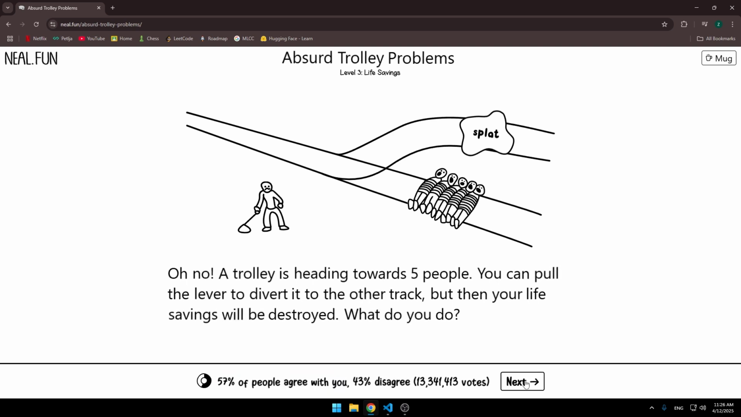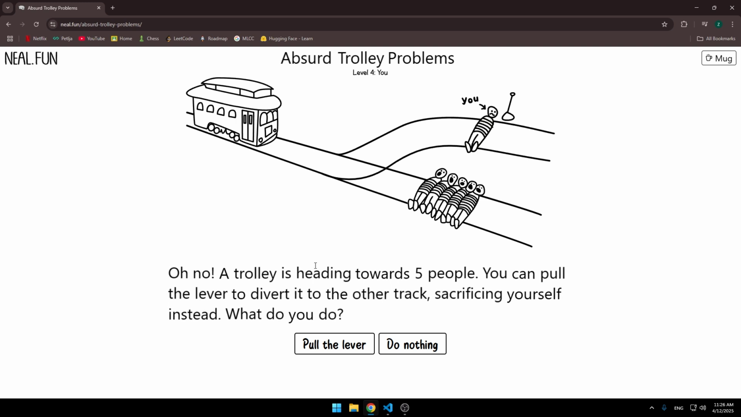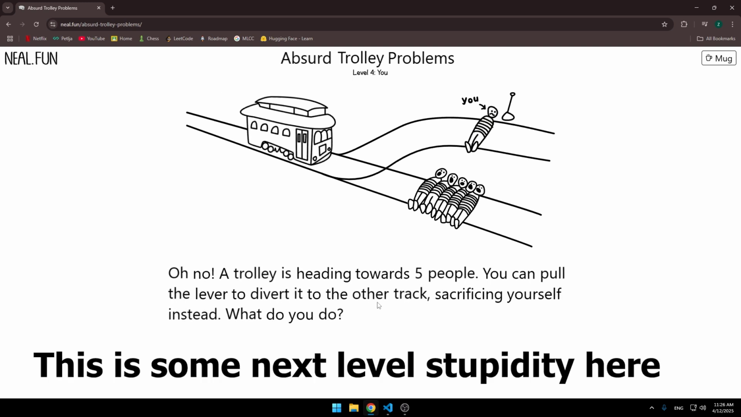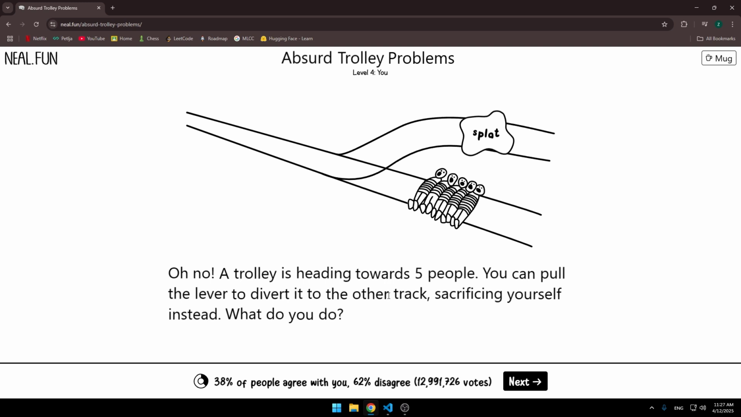Okay, let's see if the AI can actually get some unpopular opinions here. Okay, let's go again. Oh no, a trolley is heading towards 5 people. You can pull the lever to divert it to the other track, sacrificing yourself instead. What do you do? Yeah, I think the AI is just going to kill itself here. Again, it's trained to just... Oh, I forgot. Okay, let's see. Oh god, I'm an idiot. Let's see, what does it do?